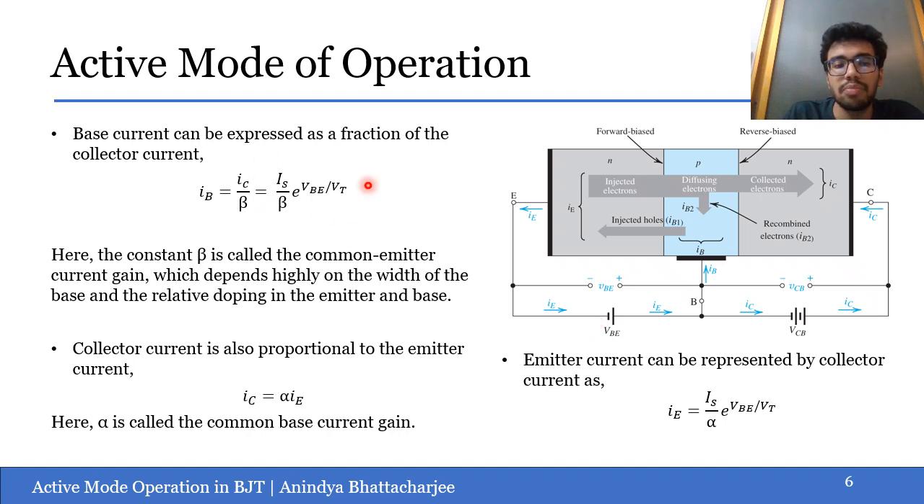So beta is typically an important parameter while we are designing amplifier circuits, right? So we have expressed beta here. And note that the collector current actually comes from the emitter current, right? The injected electrons in the emitter base junction contribute to the collector current. So we can also express the collector current as proportional to the emitter current, which we have expressed using this constant alpha, which is called the common base current gain. And we can represent the emitter current using this collector current configuration as here.